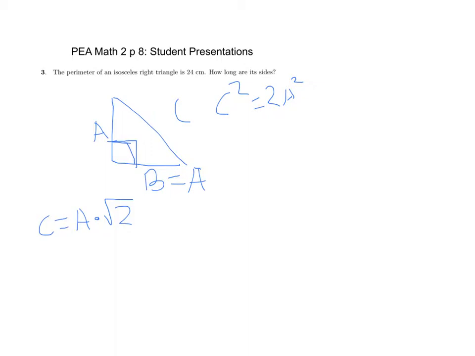Side, side, side. So if I ask you again how to find the perimeter of a triangle, you're going to say side, side, side. No, yes. What's the perimeter? A plus B squared equals... no.